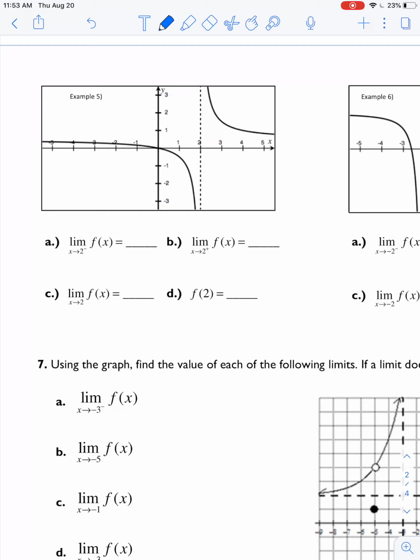Number 5, limit as x approaches 2 from the left. So here's 2. I see that asymptote from the left going down to negative infinity. From the right, up to positive infinity. So that limit does not exist. F of 2, I have a vertical asymptote here. There's no other point. That's undefined.